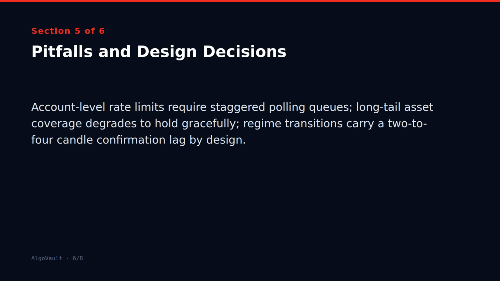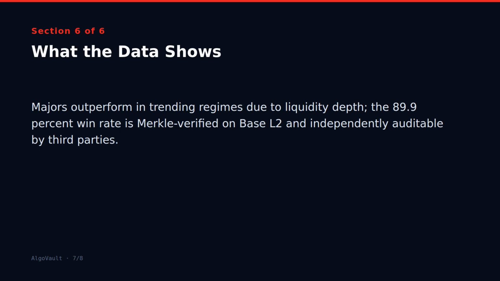Finally, the regime classifier has a confirmation lag at transitions. When the market shifts regimes, the classifier waits for 2 to 4 confirmed candles before updating weight allocation. Agents should wait for the regime field in the response metadata to confirm a transition before increasing position size on the first candle of any new trend signal.